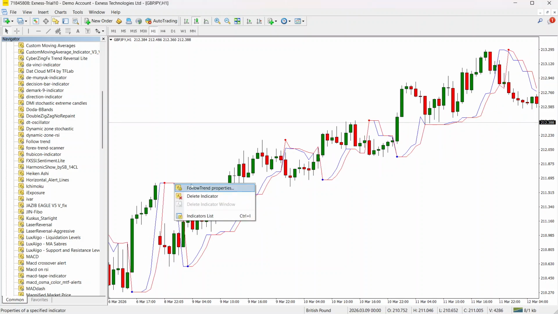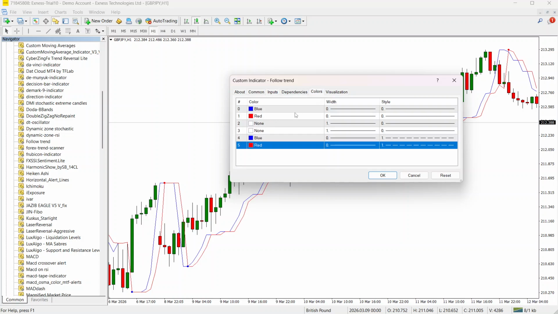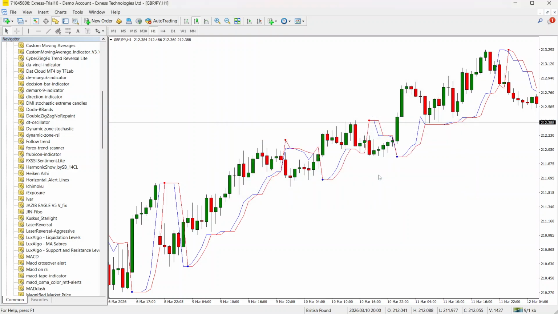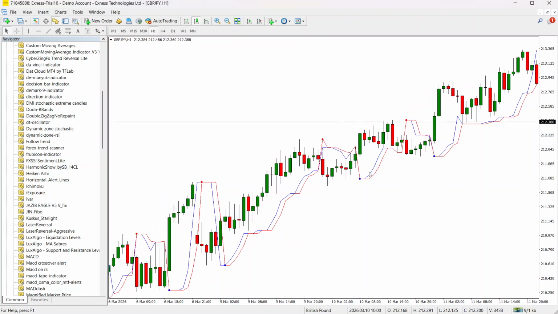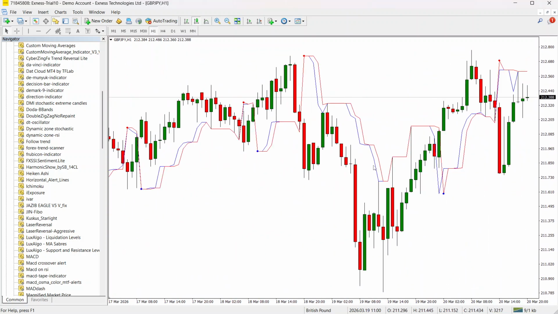Now we move over to the settings. We have the T value, the T1 value, N value, and N1 value. You can also adjust the color of the line and the dots in the settings. Now on MT5, you can adjust sensitivity levels, colors, and signal intensity to suit scalping, day trading, or swing trading, and you can apply it across anything from 1 minute to weekly charts. This is MT4, so we can't adjust that here.